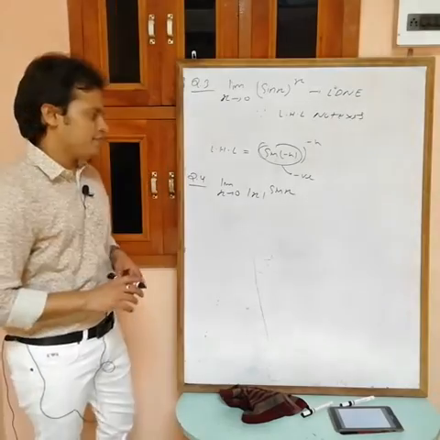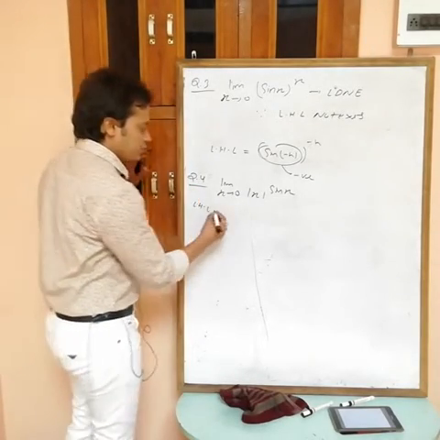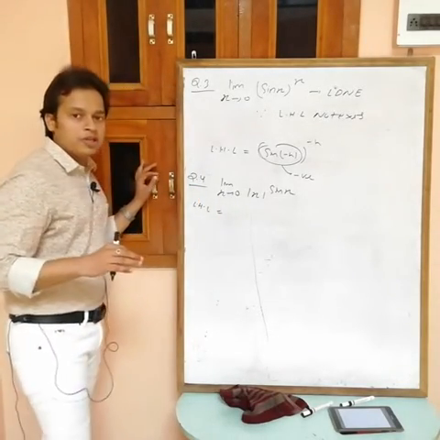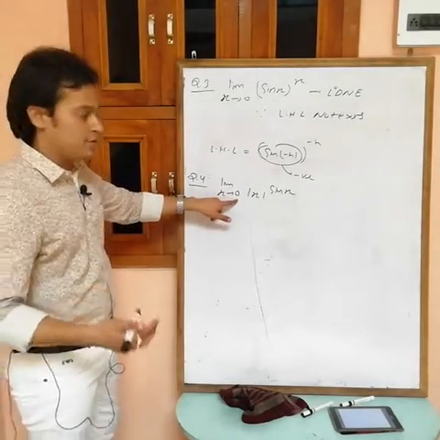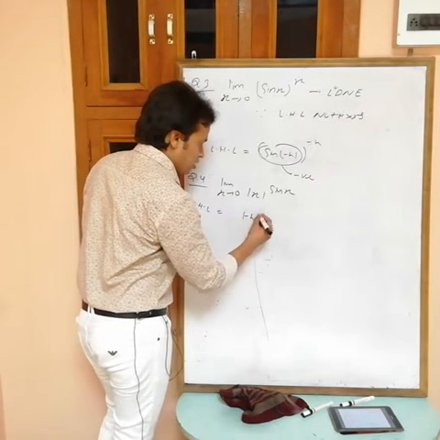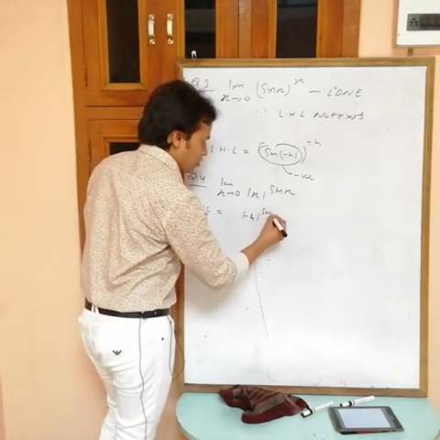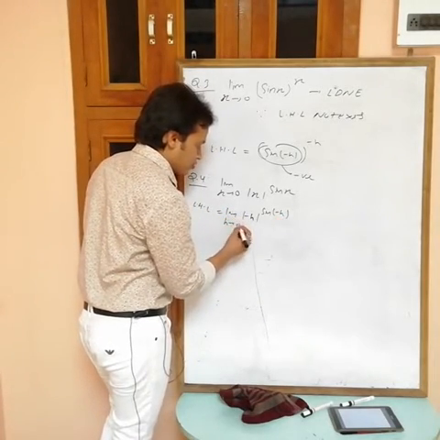Okay, obviously. See, I am finding LHL. LHL, it means value of the function at a minus h. A is 0, 0 minus h. Replace x with minus h. Minus h, sine of minus h. Okay, limit is also tending to 0.